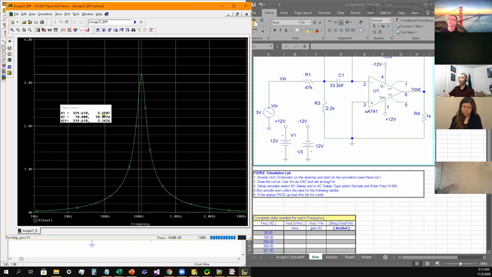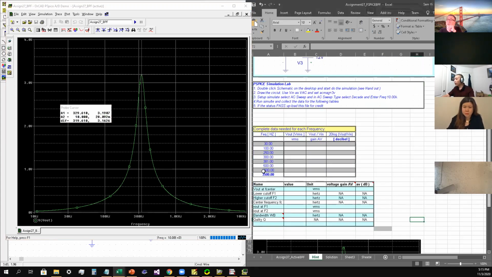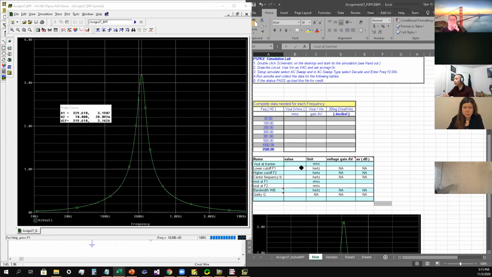At the max point, your center frequency is 329.610, and the voltage there is 3.1907. Okay, so now I come in here. Where it says V out on my center frequency, type that in, 3.1907. And then what was my center frequency? It's at 329.61 hertz. So right here, my center frequency, 329.61.